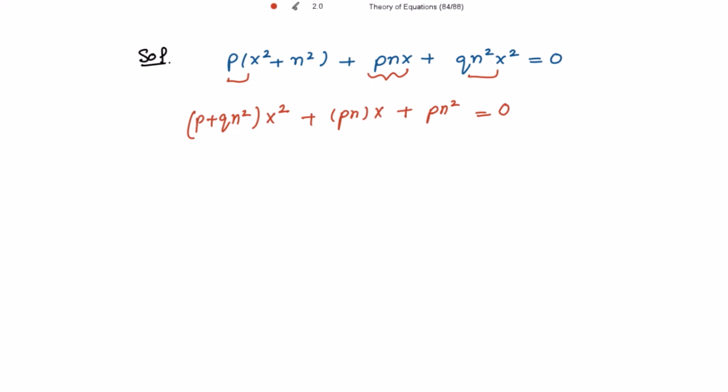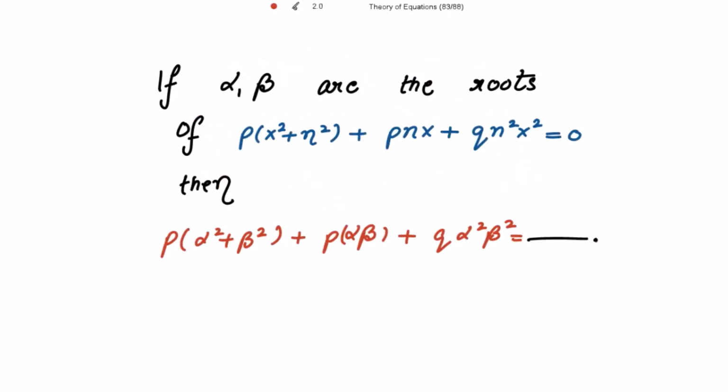Now writing the sum of the roots. The given roots are alpha and beta. So the sum of the roots, alpha + beta, is equal to negative of p n divided by p + q n square. And the product of the roots is p n square divided by p + q n square. Very fine. Okay, now let's get back to the question.